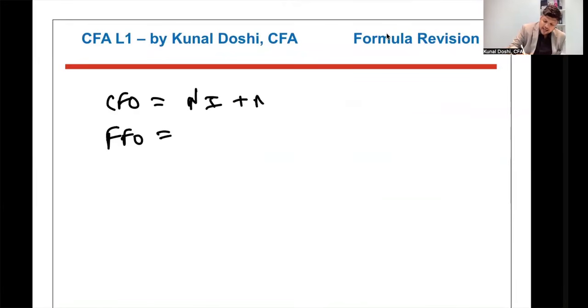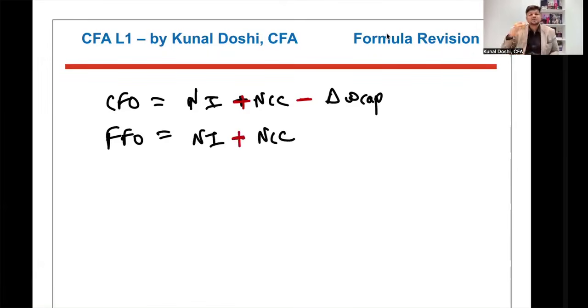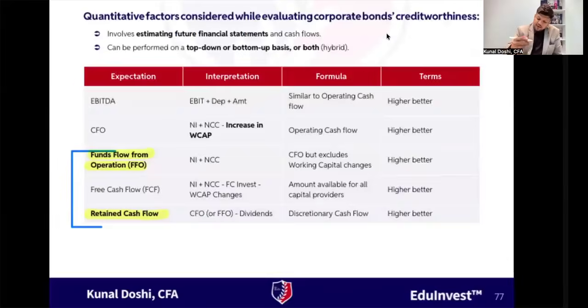What is FFO? The easiest way to remember FFO is CFO. CFO is what? Net income plus non-cash charges like depreciation, minus changes in working capital investment, correct? FFO is much easier. FFO ignores the working capital. So it is only net income plus non-cash charges. Working capital is ignored. That is called FFO. Got it? FFO, net income plus non-cash. Working capital charges we ignore. Are you with me on this? Check and confirm. Free cash and others you know.